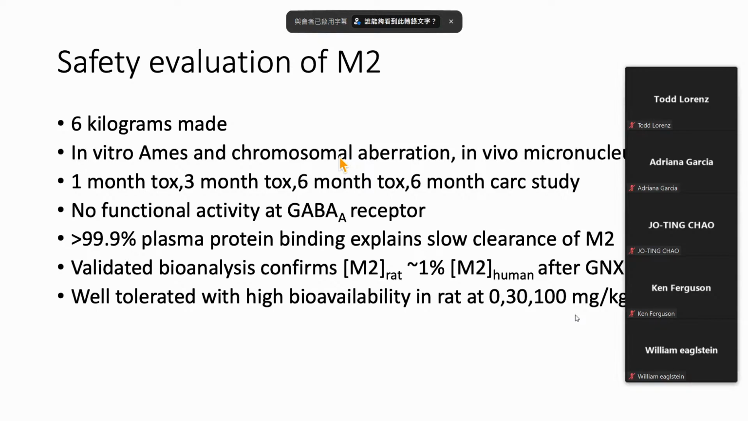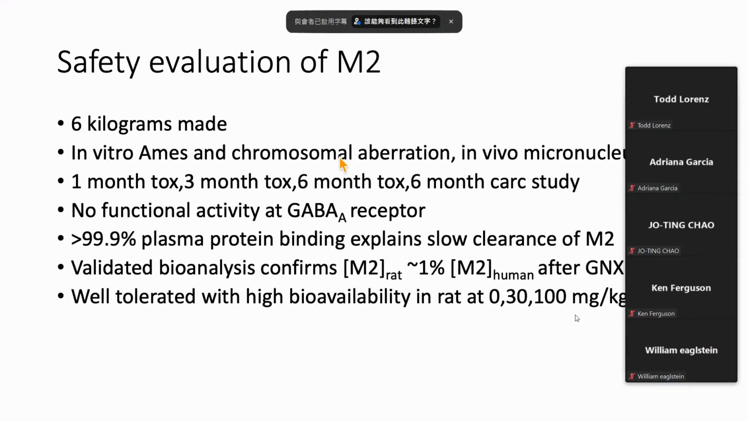I think they only have to do one species, yes. I think they're doing rat. Luckily, there was no functional activity at the GABA A receptor. So that 3-hydroxyl group is critical for the activity of the drug. And so there's no functional activity in this metabolite. And it has greater than 99.9% plasma protein binding. And that explains its slow clearance. Of course, it's also bound in tissues. It's in the fat, like cholesterol. But it just doesn't get excreted very quickly compared to the other sterols.